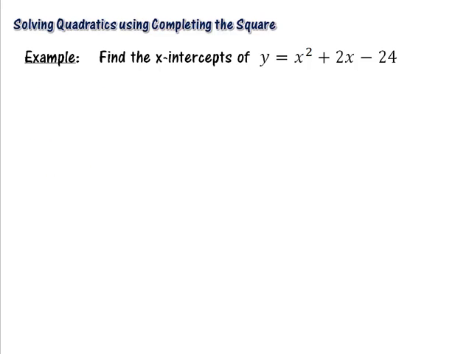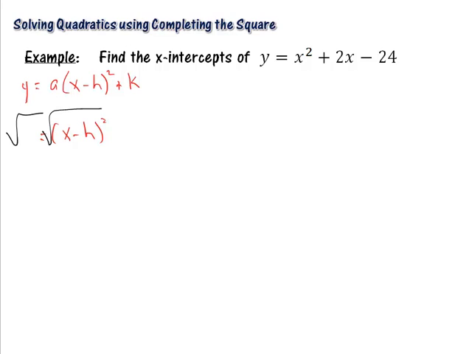Okay, so here is our example. We want to find the x-intercepts of y equals x squared plus 2x minus 24. Now, if you'll remember, we've actually been doing this for a few lessons, but all of them were written in vertex form, which is y equals a times (x minus h) squared plus k. And remember, we solved this by getting this part by itself, and then we took the square root of both sides. So that's how we solved these.